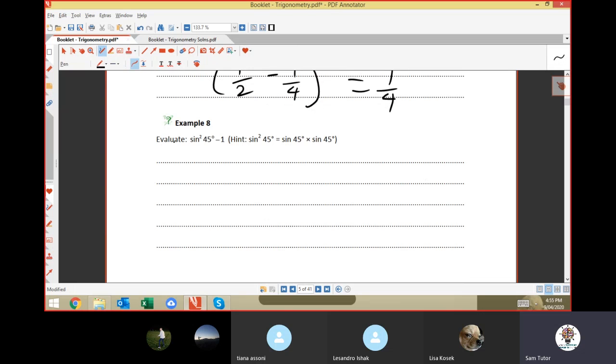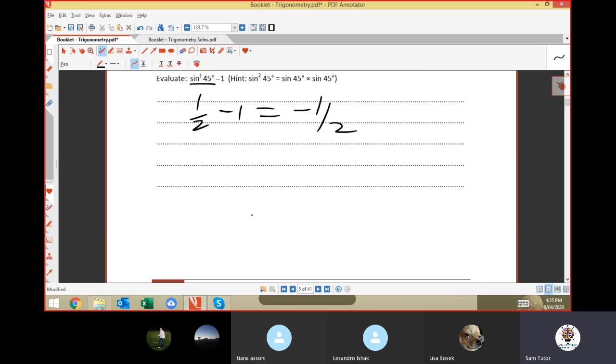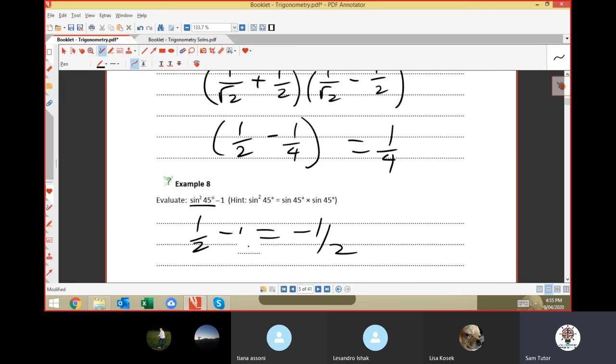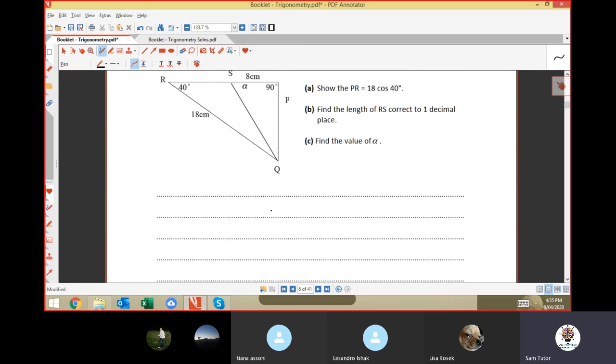No. Evaluate sine squared 45. Again, you just go sine 45 and then you square it. Just becomes a half. You don't need to square root it because you're trying to actually work out the squared version. Minus 1, which becomes negative a half. Am I going too fast? Okay.